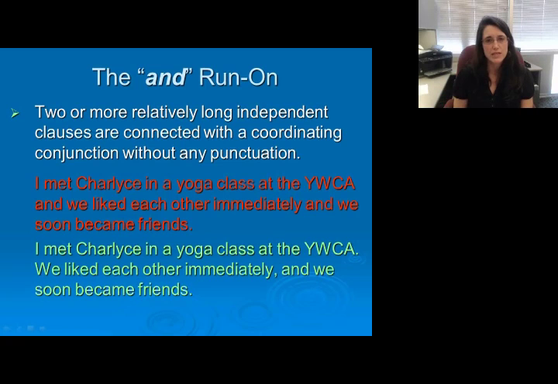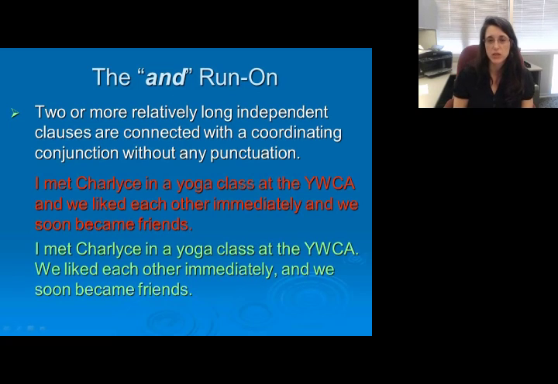So if you look at these groups of sentences, we have, I met Charlize in a yoga class at the YWCA. That's kind of our introduction. So to put a period after that is completely appropriate. And then we go on to say more supporting details about what happened once we were there, and we liked each other immediately and we soon became friends. These are two things that happened while we were there and once we had met.